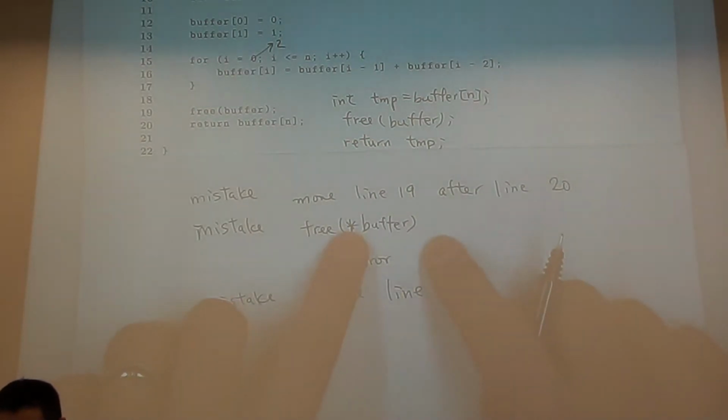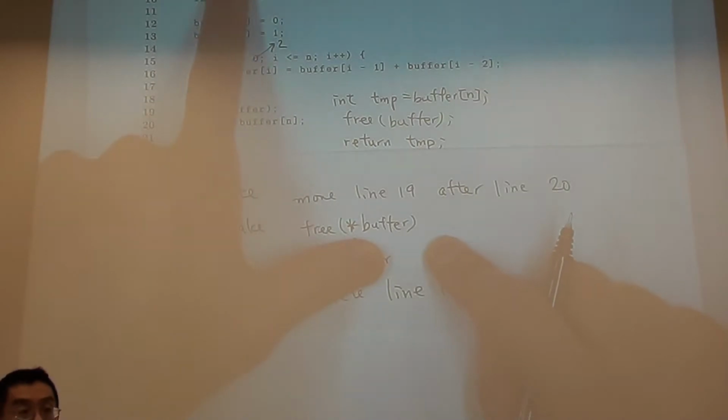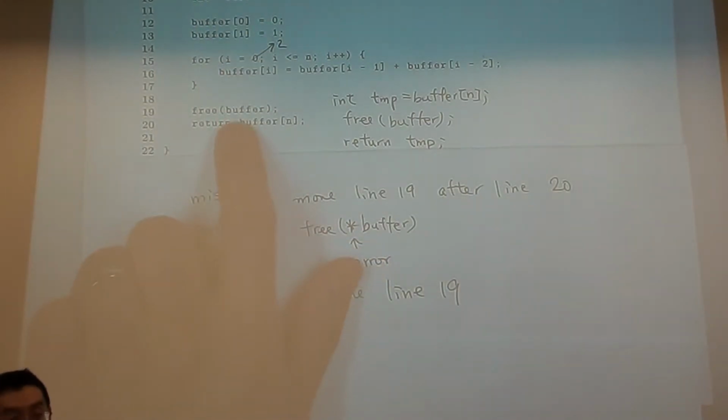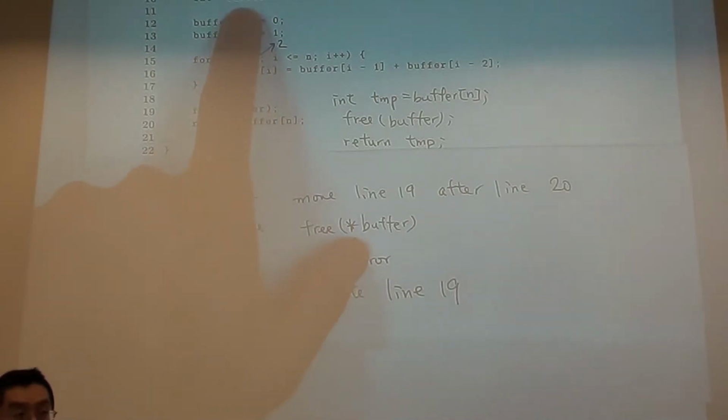Because it didn't free the buffer, and since the function returned, there's no way to get that memory location anymore. Buffer is a local variable, so once the function returns, that local variable is gone because that's in the call stack. So you don't have a way to hold on to that piece of memory anymore. That's another mistake.